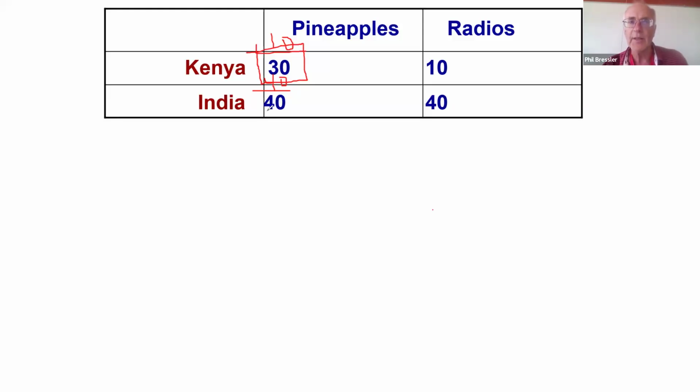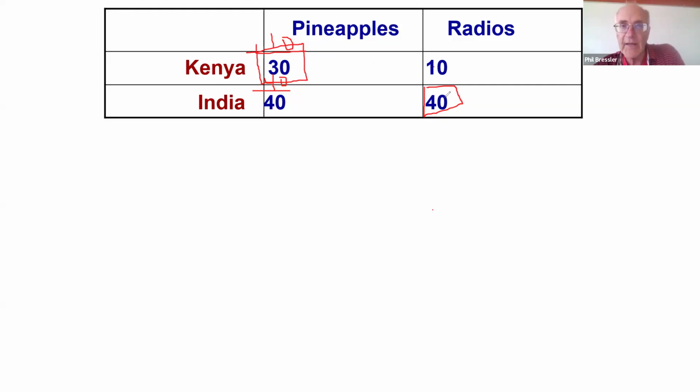One-third is smaller than one. I know Kenya has the lowest opportunity cost in pineapples. Therefore, India has to have it in radios. You can't have the comparative advantage in both. But for practice, let's look. I'm looking for the opportunity cost for radios. The other, pineapples, would be 30 over 10. That'd be 3. For India, radios, the other would be pineapples, 40 over 40 would be 1. 1 is smaller than 3. So there. Okay? So that's how you figure out the comparative advantage.